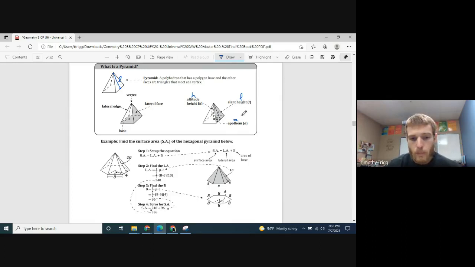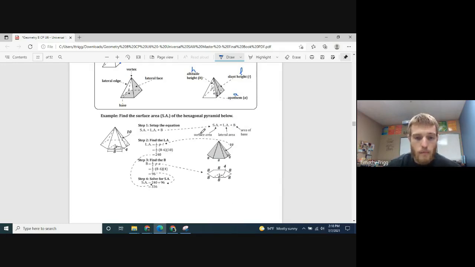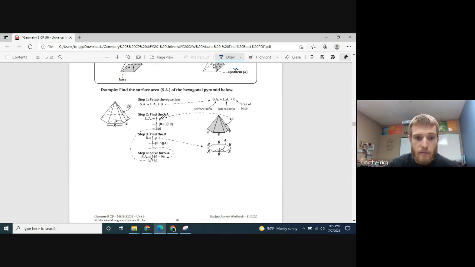Now, to find the total surface area, you would find the area of the lateral surfaces, so all the triangles, plus the area of the base. You don't need to do times 2 for the base here because there's only one base. For pyramids, there's only a single base. The way you find the lateral area is 1/2 P times L. So what is P again? P is the perimeter of the base. L is the slant height.